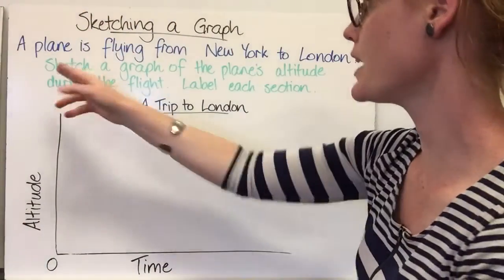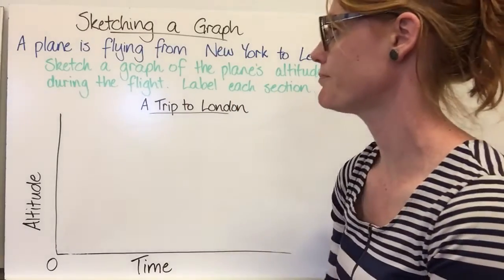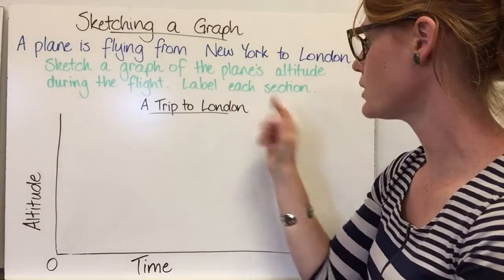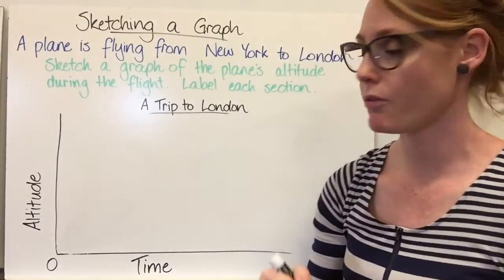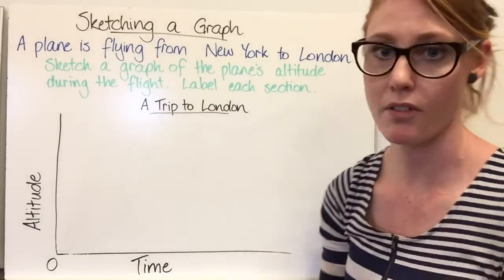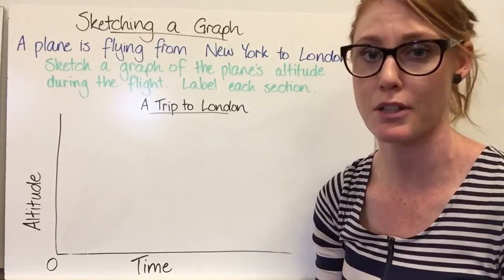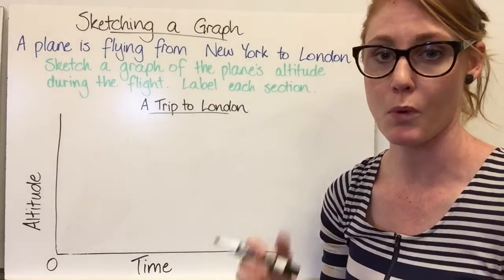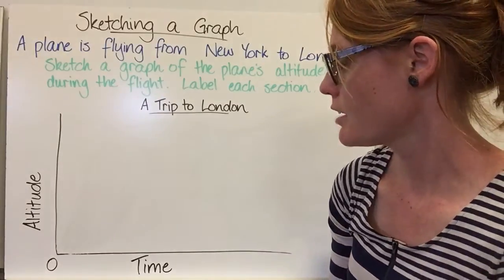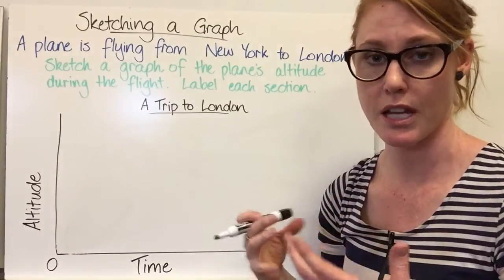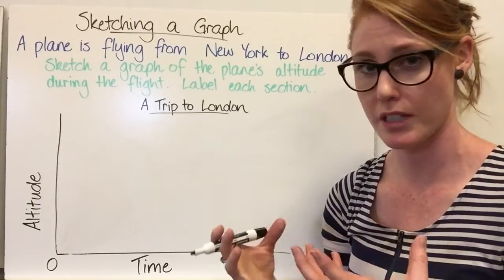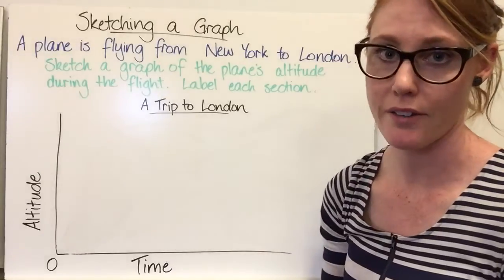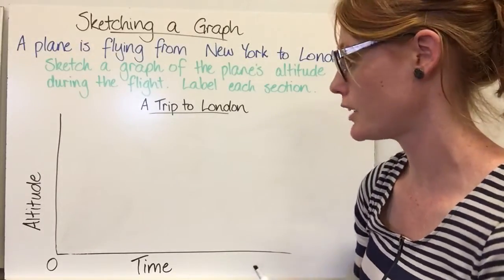Sketching a graph. A plane is flying from New York to London. Sketch a graph of the plane's altitude during the flight and label each section. So if we were to sketch a graph, obviously we're doing a rough sketch. We're not using coordinates or ordered pairs just yet, but just trying to sketch a graph, draw a little bit of a picture to get a visual of what the flight would look like for this plane's trip from New York to London.